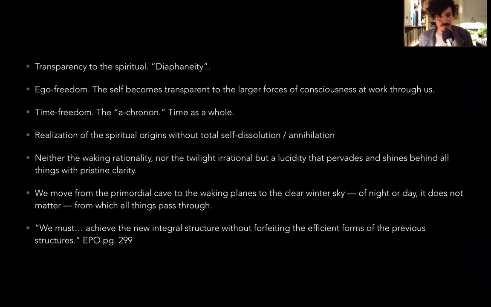So I wanted to begin with a little review of what integrality meant or means and Gebser's definition of it.